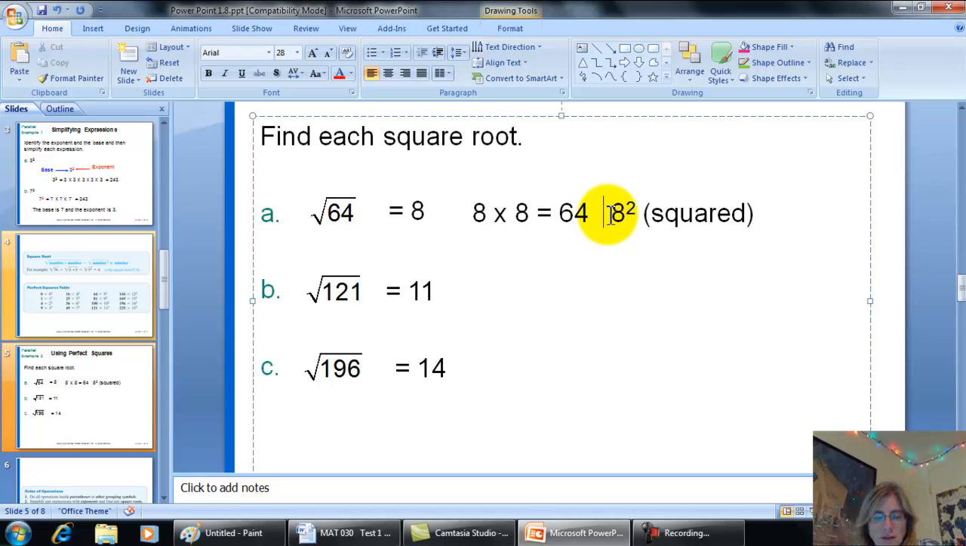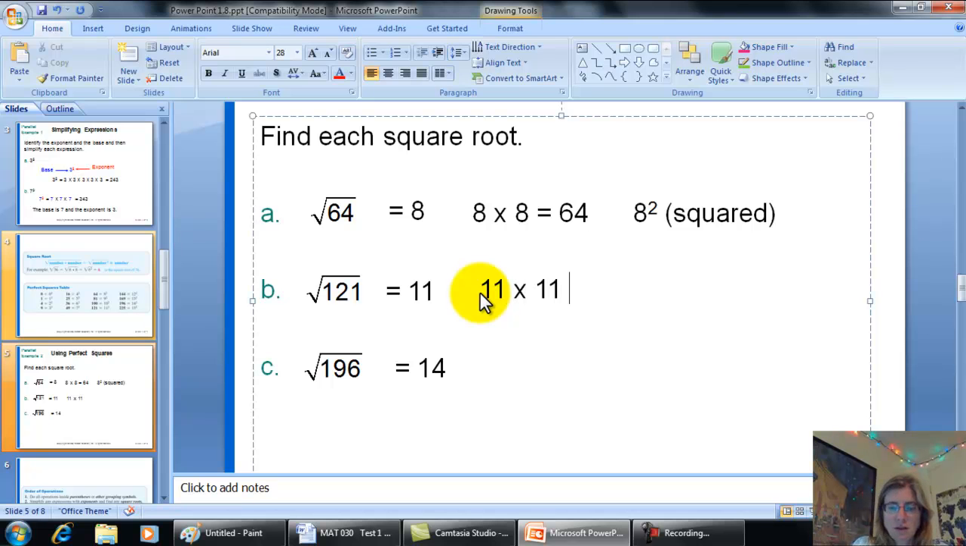The idea is you're trying to think of, when you look at the number under the square root sign, what number times itself is going to equal 121. That's really what the square root sign is asking you to understand. So in these cases, the answer is given for all three. The square root of 121 is 11, and that's because 11 times 11 equals 121.